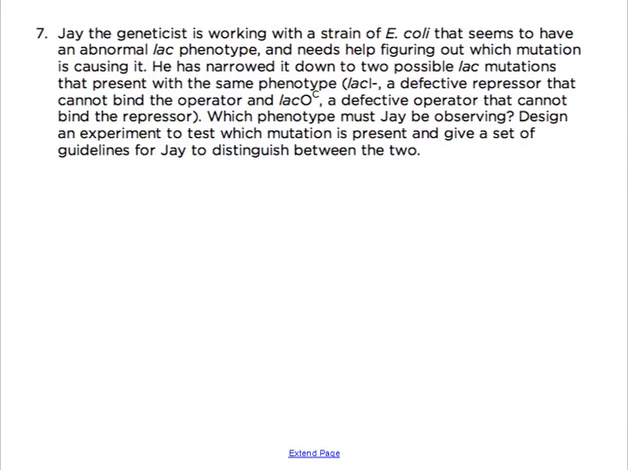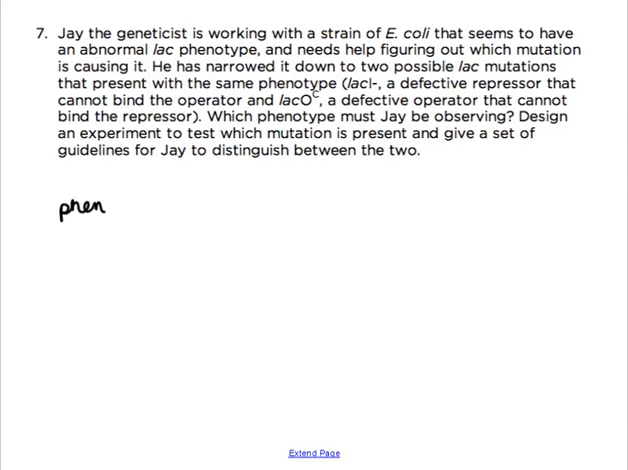Problem 7. Jay, the geneticist, is working with a strain of E. coli that seems to have an abnormal LAC phenotype and needs help figuring out which mutation is causing it. He has narrowed it down to 2 possible LAC mutations that present with the same phenotype, either LAC-I-, a defective repressor that cannot bind to the operator, or LAC-O constitutive, a defective operator that cannot bind the repressor. Which phenotype must Jay be observing? Design an experiment to test which mutation is present and give a set of guidelines for Jay to distinguish between the two. So let's look first and figure out what phenotype Jay must be observing.